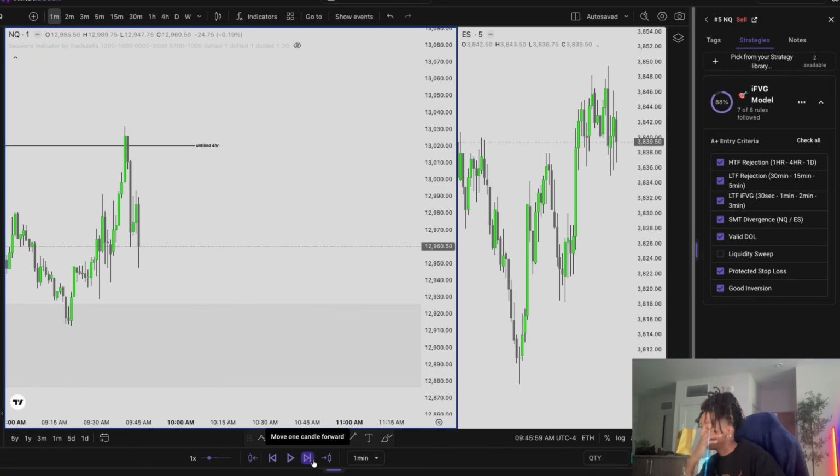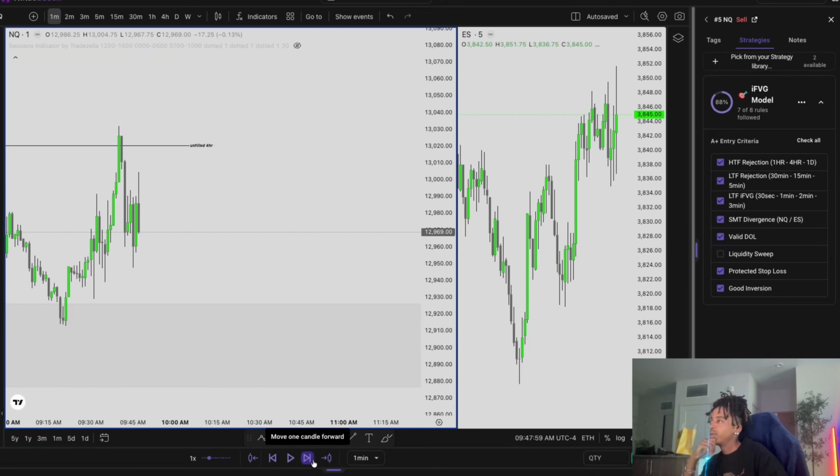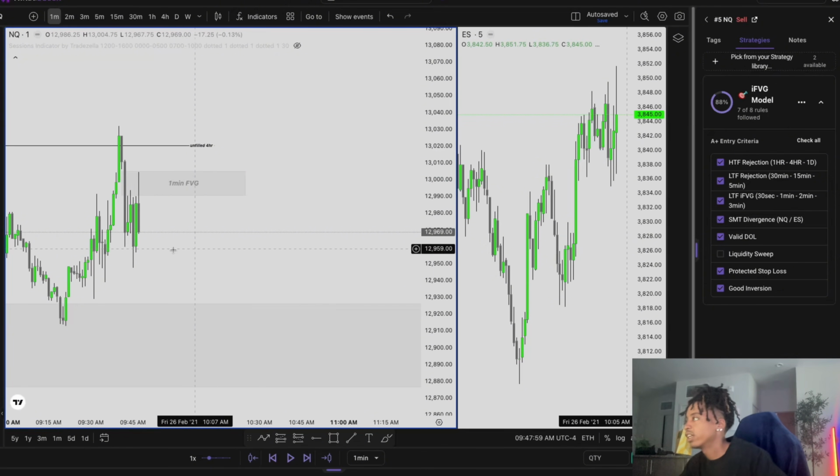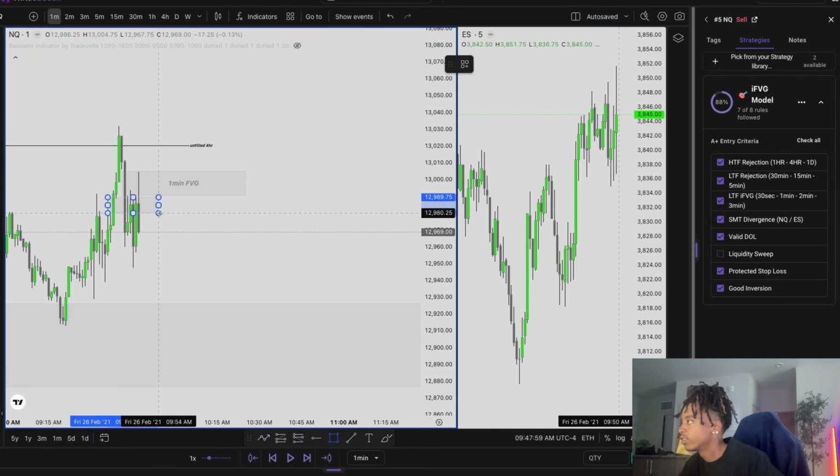That looks good. That looks really good. I'm gonna wait. I do like that 1 minute holding right there. That's nice. I do like that 1 minute holding. We did get the 1 minute inversion. I didn't take it though, just because I want to see how price plays out here.